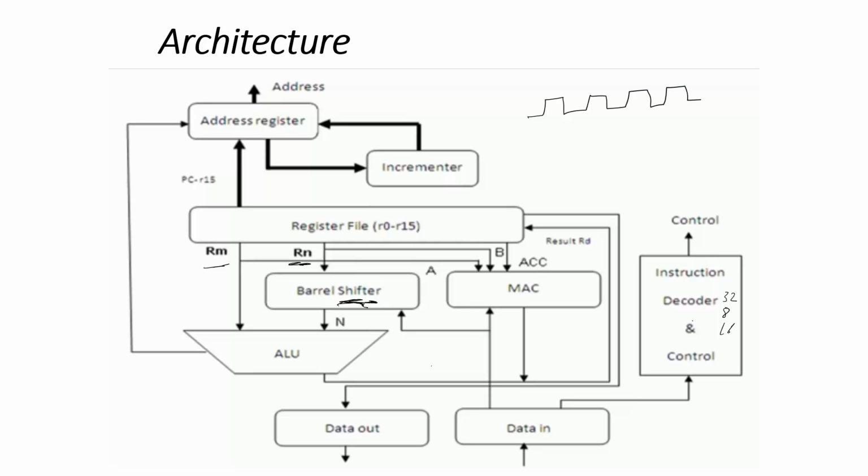Now here we can see that there are 16 general purpose registers which are available to the users for programming. From here the address will be generated. Corresponding to the address, the program counter will be incremented and the next instruction will be fetched with the help of the address register.